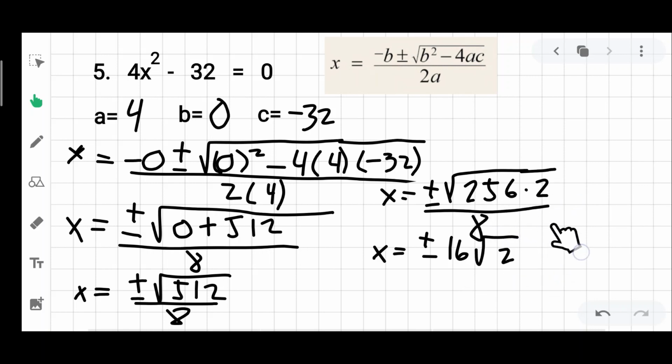Ang square root ng 256 is 16. Then, copy 2. So, saan ko to nakuha? 256 times 2 is the same as 512. Parehas lang yan. Binibreakdown ko lang. Kasi yung isa, perfect square. Meron siyang isang factor na pwede nating i-simplify. Then, all over 8.